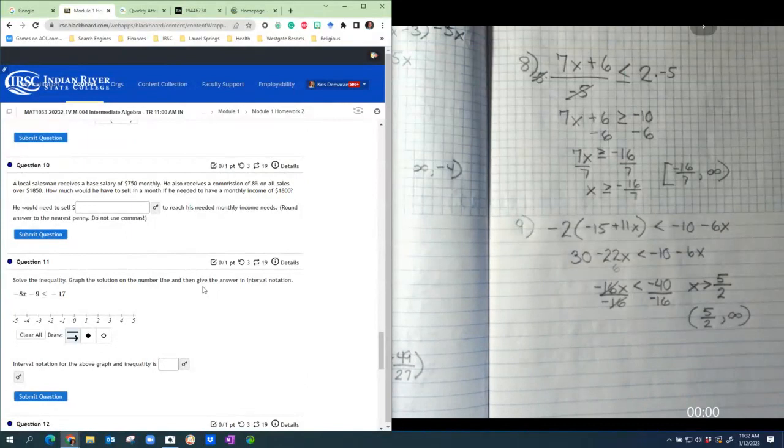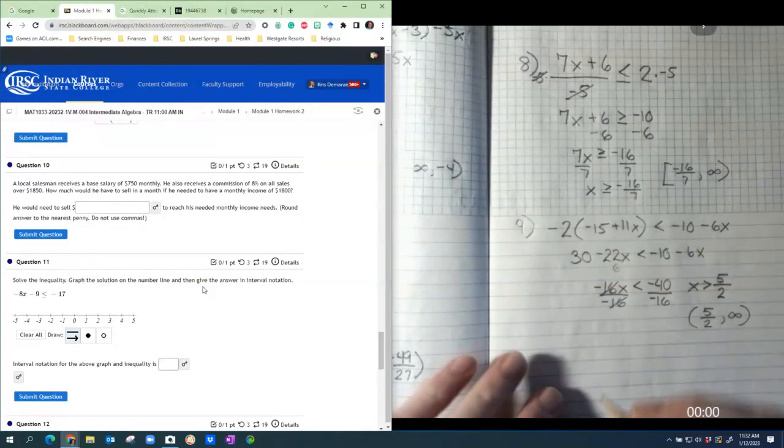Now, a local salesman receives a base salary of $750 monthly. He also receives a commission of 8% on sales over $1,850. How much would he have to sell in a month if he needed to have a monthly income of $1,800? He would need to sell blank to reach his needed monthly income.